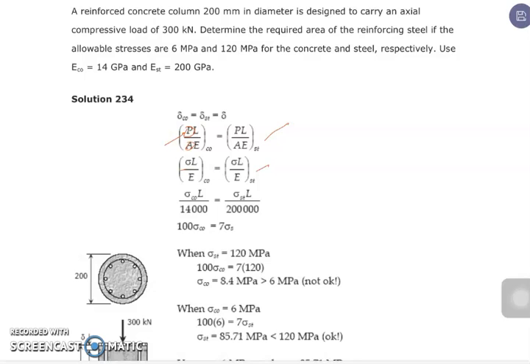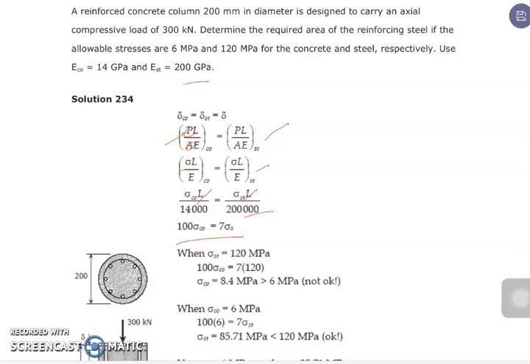If we substitute the value for our modulus of elasticity, which is 14,000 for our concrete and 200,000 for our steel, we can simply cancel out our L. If we simplify this, we have now the value that 100 sigma for the concrete is equal to 7 sigma for the steel, or in other words, 100 times the stress of the concrete is equal to 7 times the stress of the steel.